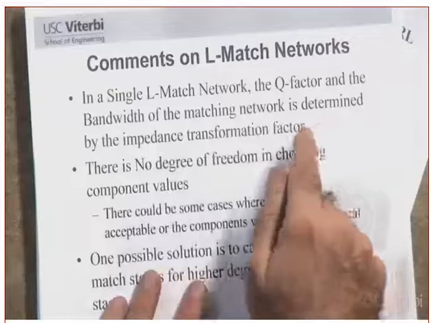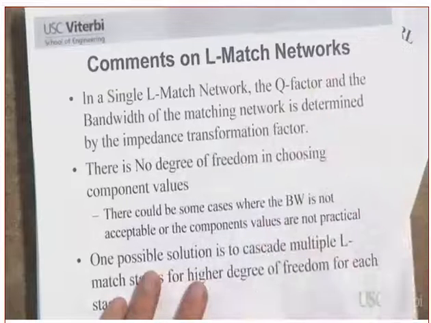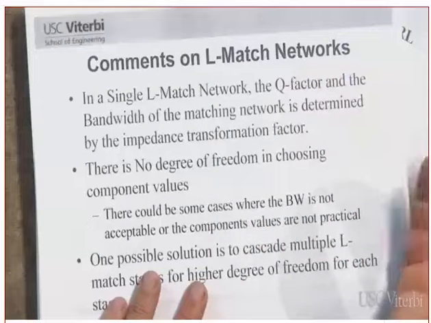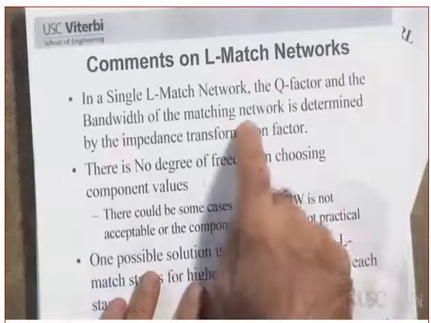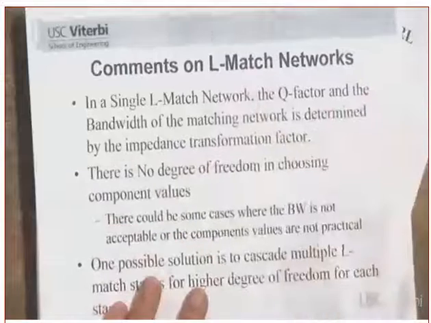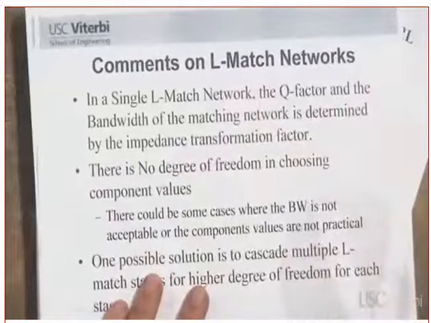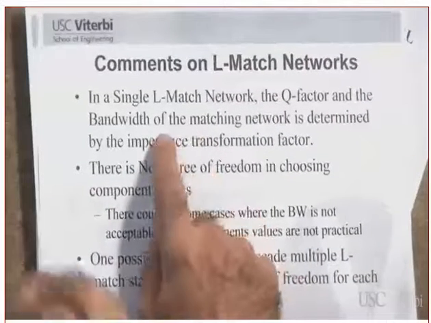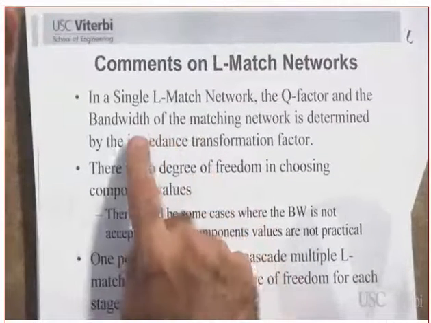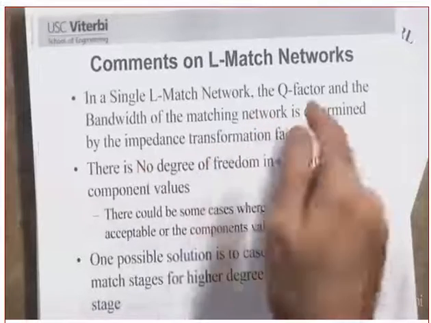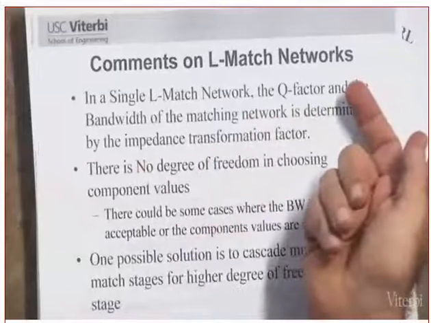What is the impedance transformation factor? That's the ratio of RP over RS. So the value of the Q and the bandwidth of the matching network is determined by that. Why the bandwidth, by the way? Why is the bandwidth determined by the impedance transformation factor?